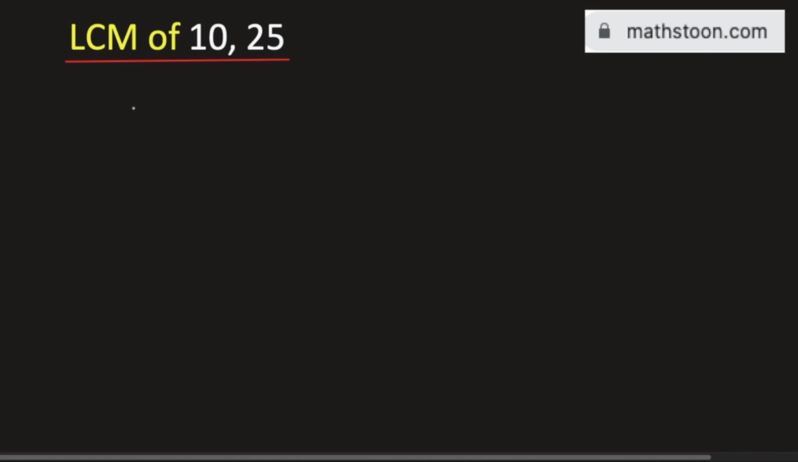In this video, we will find the LCM of 10 and 25. We will use the division method. So, let us try to divide these numbers by prime numbers. We will start from the lowest prime number, which is 2.